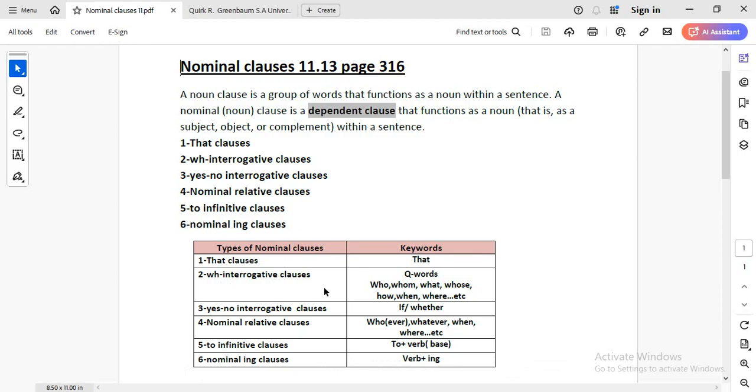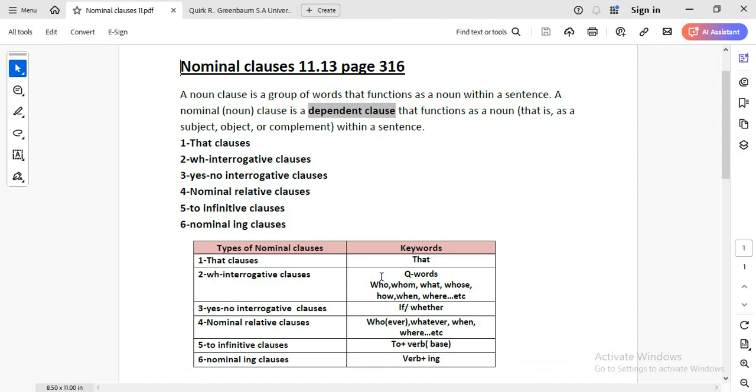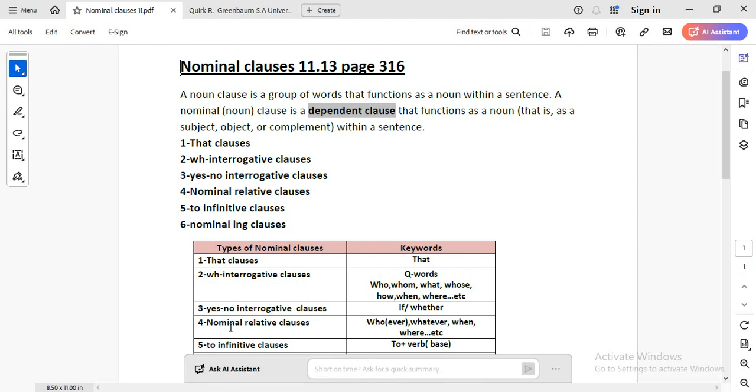Two, WH interrogative clauses, and we distinguish them by the subordinators, the keywords who, whom, what, whose, when, where, etc. Three, we have yes/no interrogative clauses. We distinguish them by if and whether. Four, nominal relative clauses, distinguished by who and ever: whoever, whatever, whenever, wherever, and the ever here is optional. They can be distinguished from WH interrogative clauses: there we have a question, while nominal relative clauses are linking words.